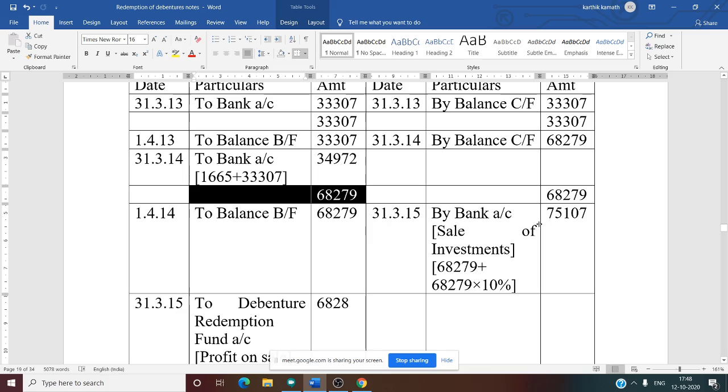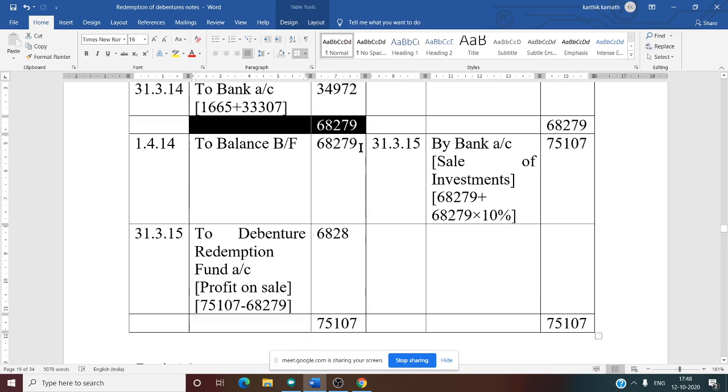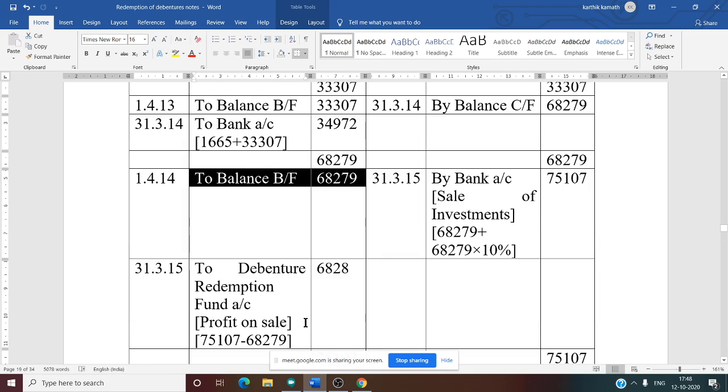Now we need to do the last year. Very important. So now last year opening balance we know, closing balance of the previous year, that is 68,279. Now in the question, what they have said, we need to see.